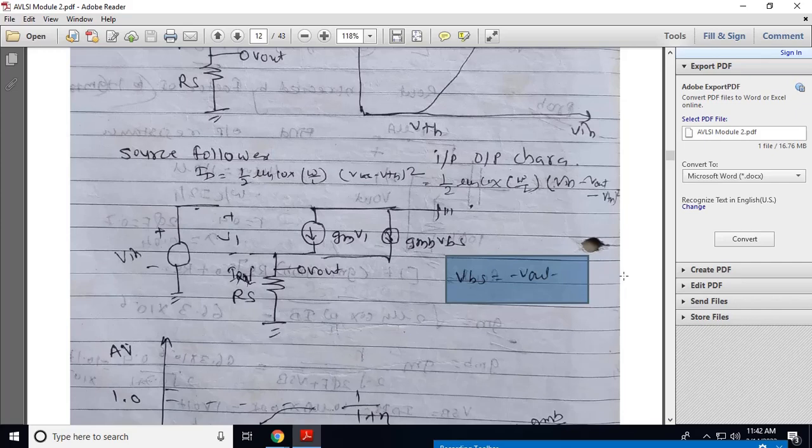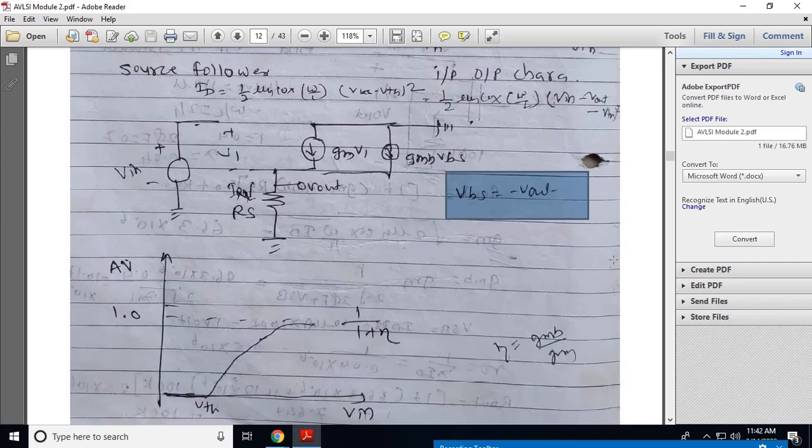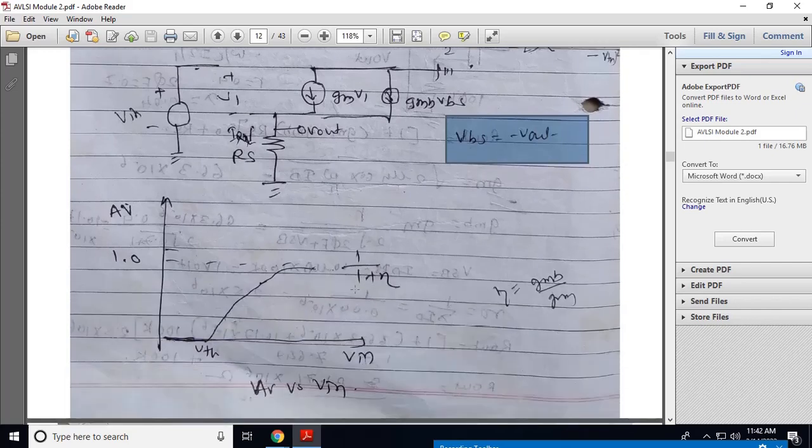Now we have to find the voltage gain equation. So we plot a graph of input voltage versus voltage gain. Unity gain, gain is 1. When Vin is equal to VTH, gain is 0, and when Vin is greater than VTH, the output will follow.